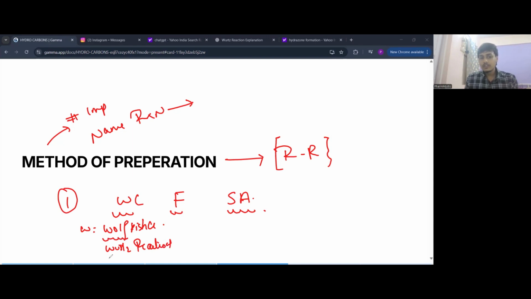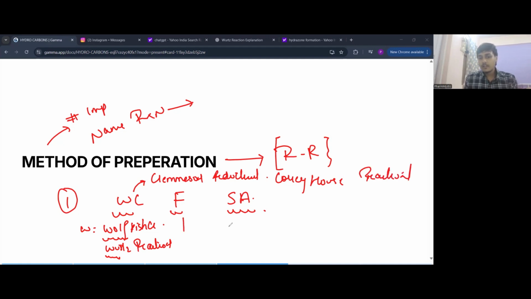W stands for Wolff-Kishner and Wood's reaction. C stands for Clemmensen reduction, as well as Corey-House reaction.